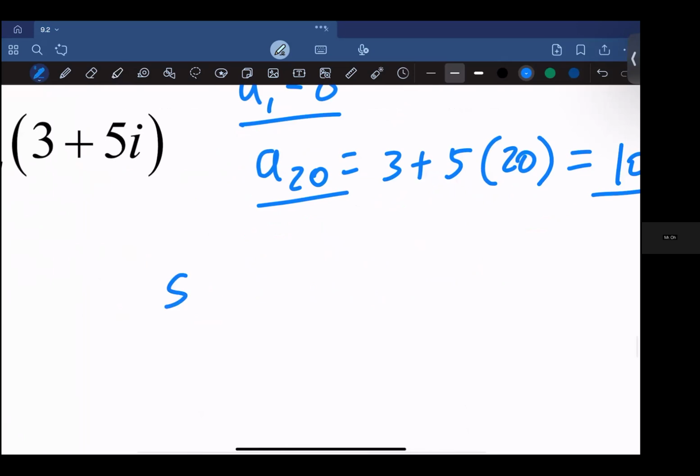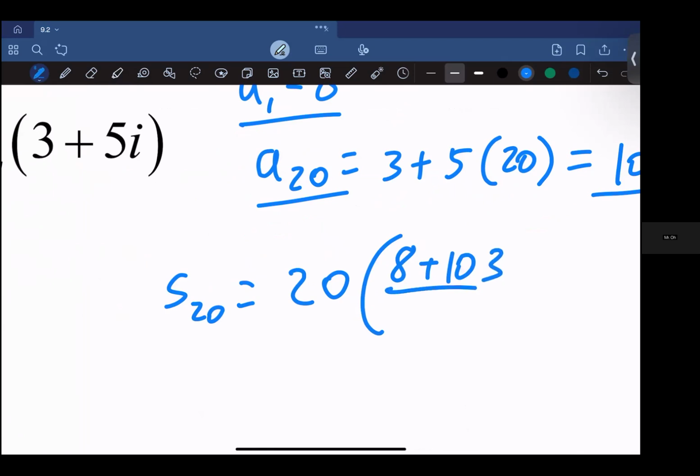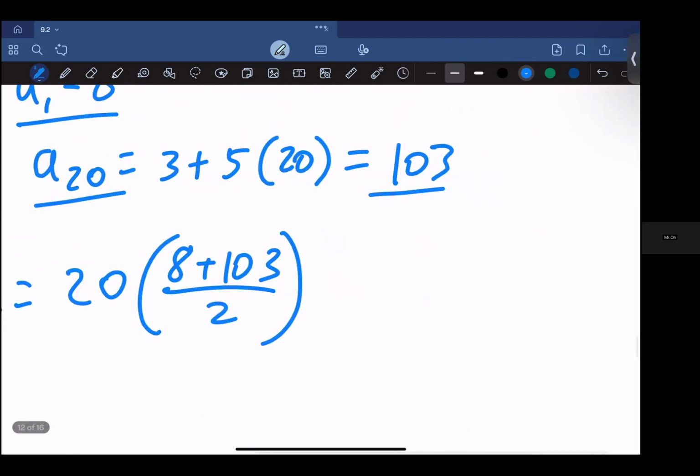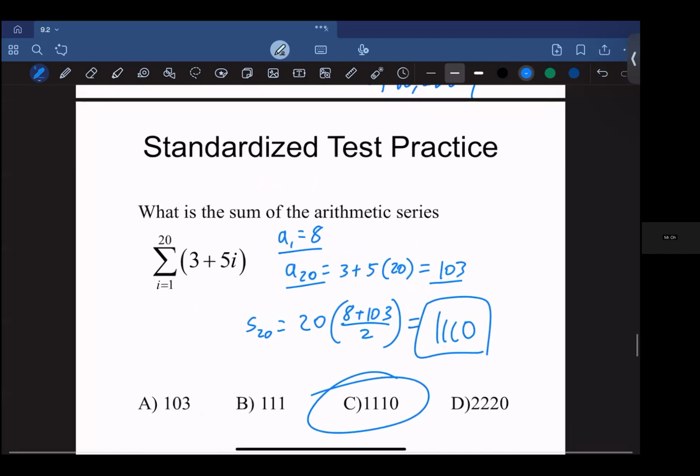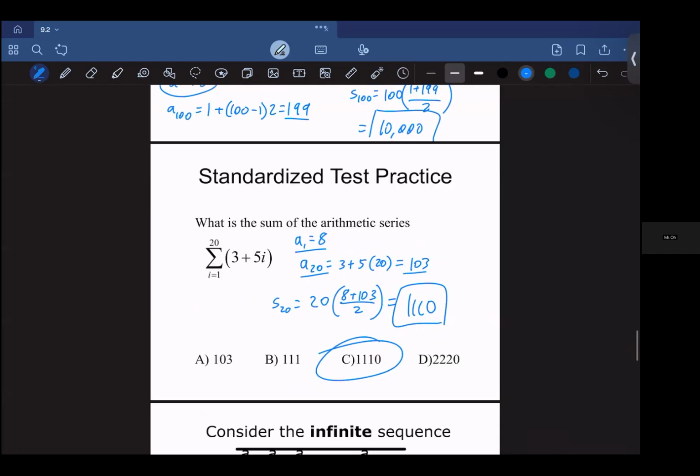Now we're going to utilize the series equation again. So S20 equals 20 times (8 plus 103) over 2. Use your calculator, multiply it out. You will get 1,110. So you will circle C as your answer. Cool.